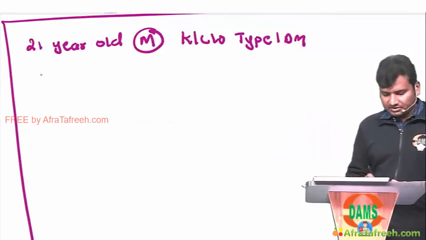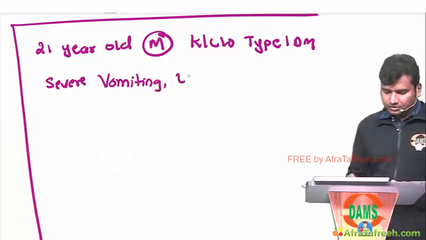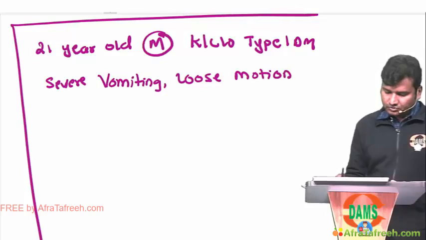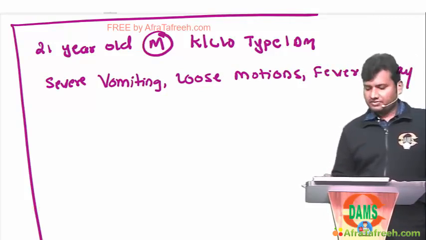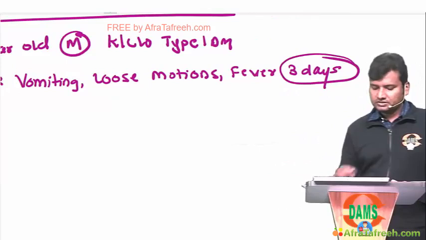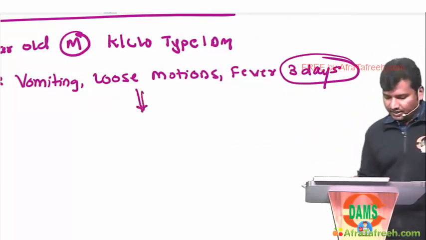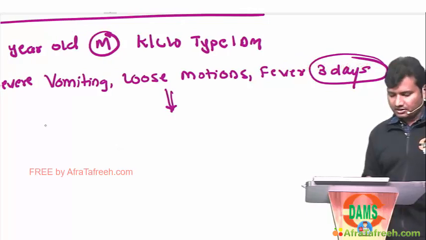Patient is having severe vomiting, loose motions, and fever since last 3 days. Okay, and today since morning patient is having severe abdominal pain.